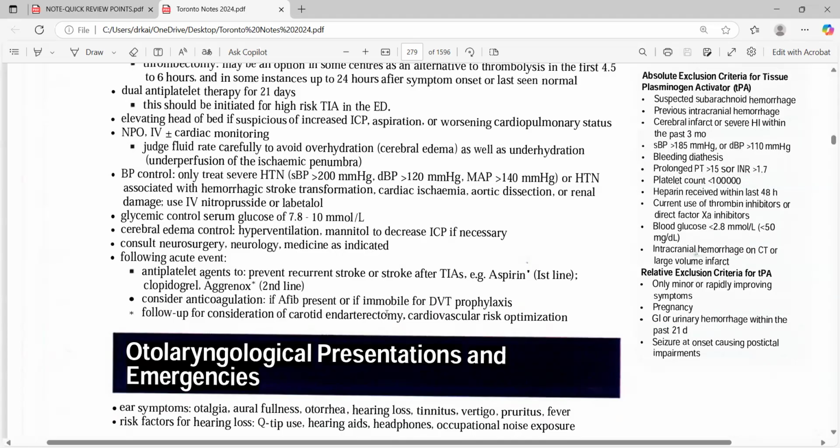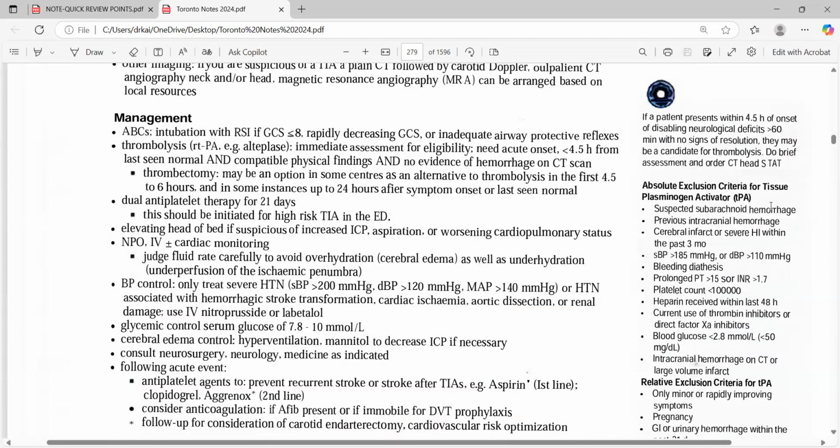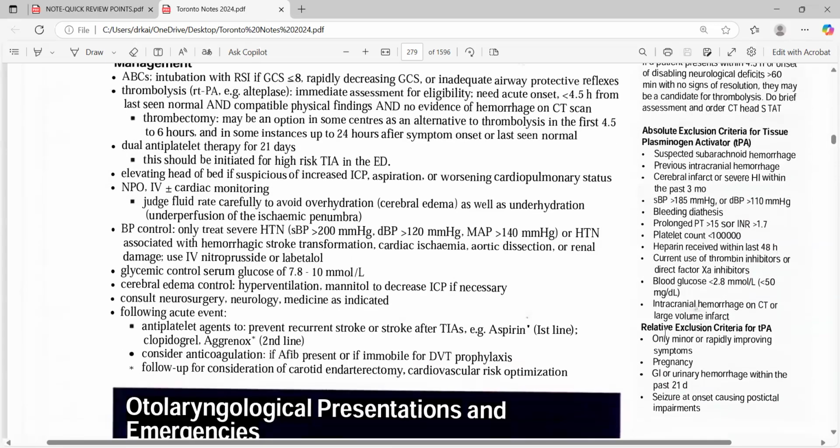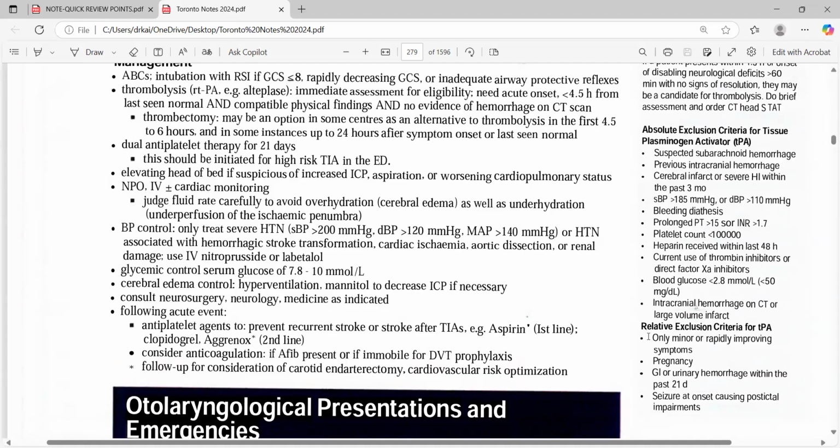So you can see in the sidebars the absolute exclusion criteria for TPA, like having any bleeding disorder, just to keep it simple. Bleeding disorder, any previous injury, any low blood glucose, so any kind of hemorrhage. So this is just that one. Then the relative ones are basically pregnancy, GI disorder, or GI hemorrhage. Mainly the hemorrhage is the one, and then seizures.